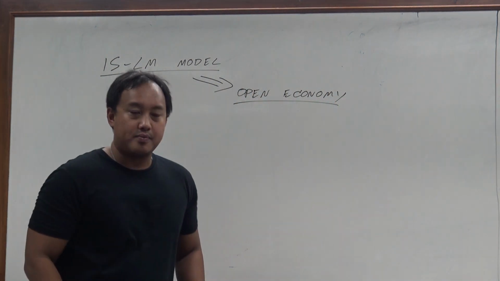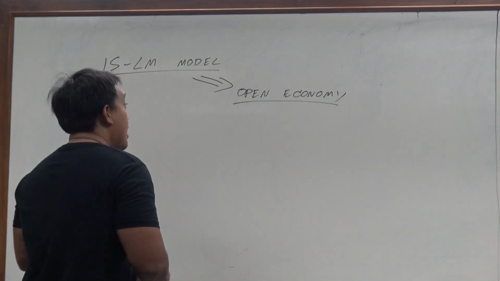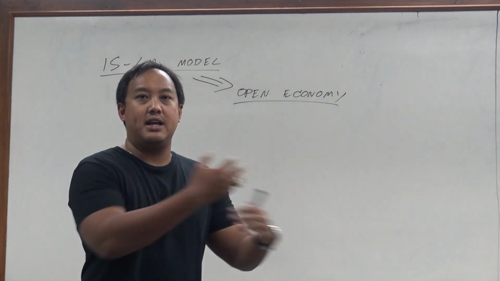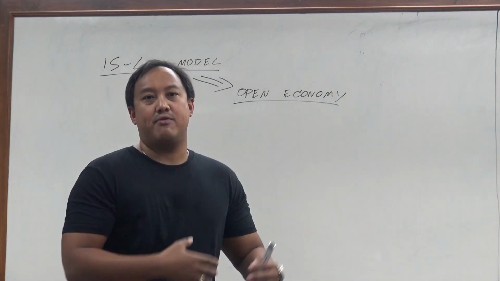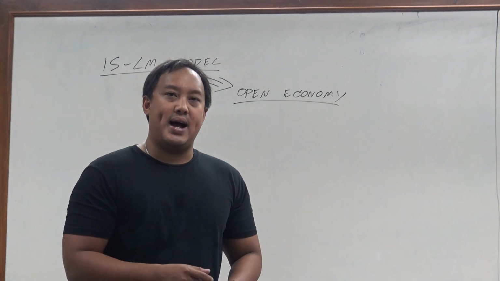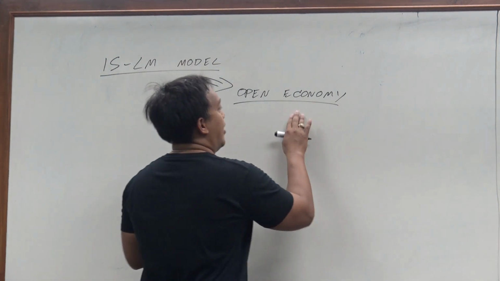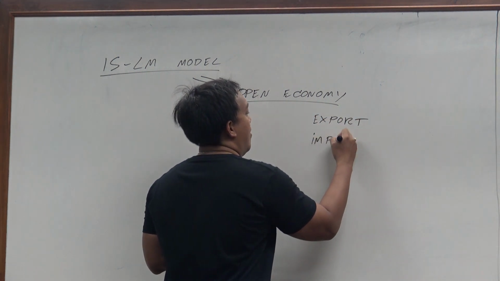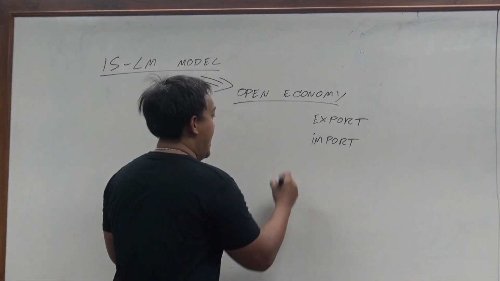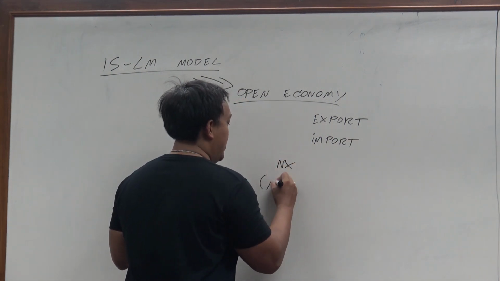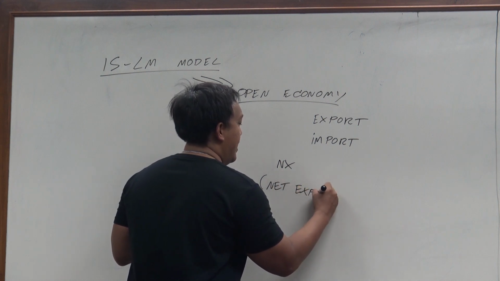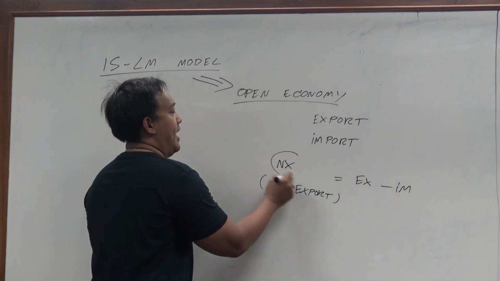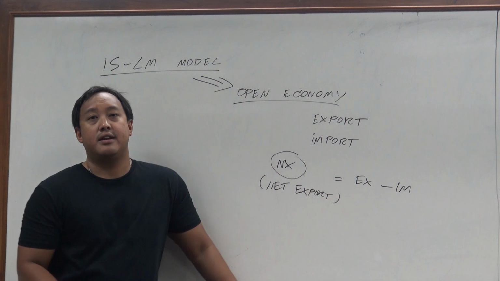Open economy means we now allow money to move in and out of our country, and we allow exports and imports. So for the open economy, we now have export and import. NX is net export, which is equal to export minus import. So we're going to have NX in the model.